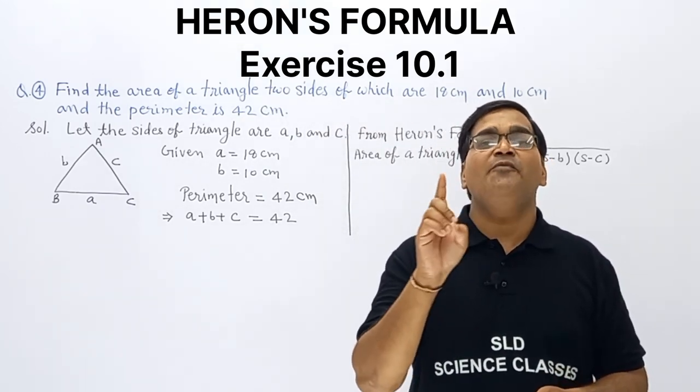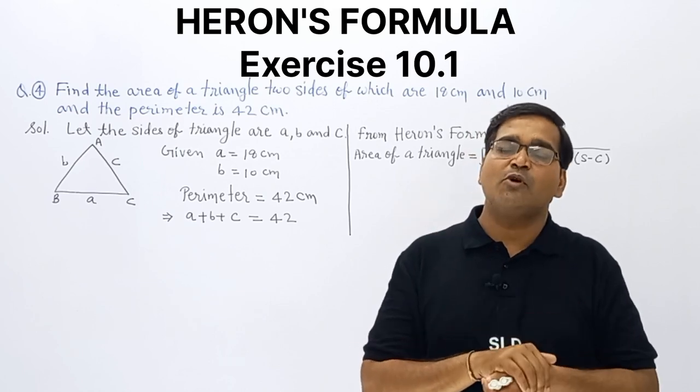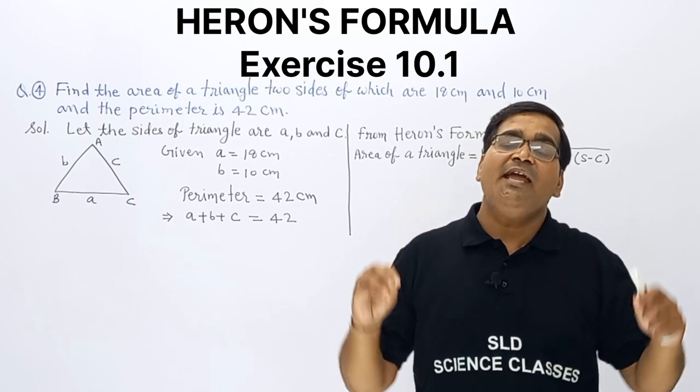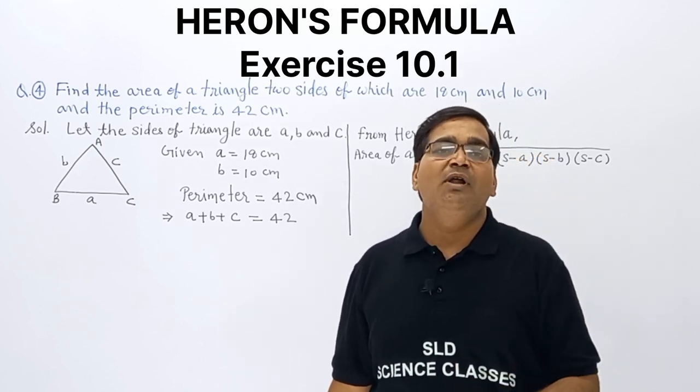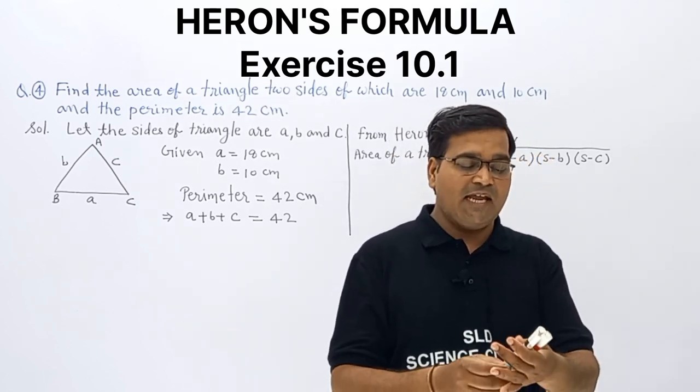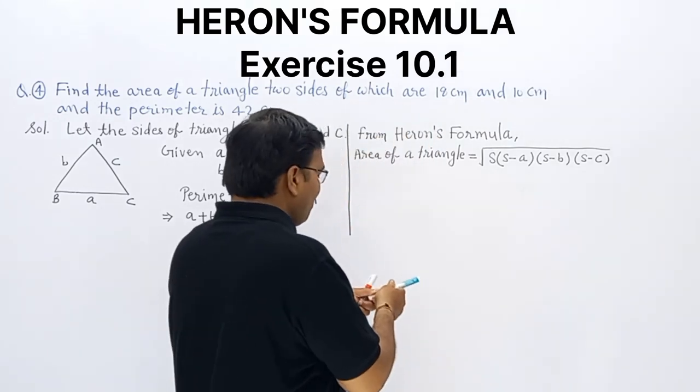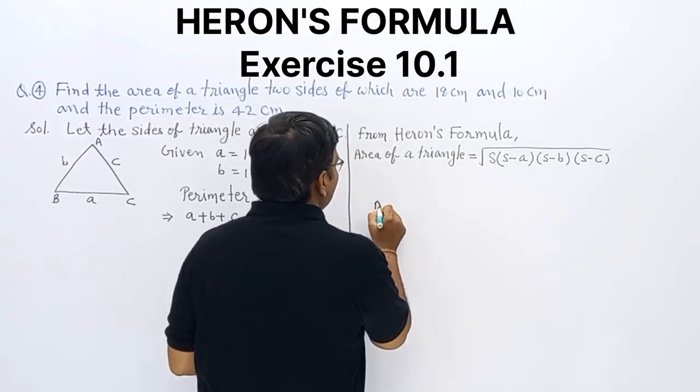But what do we want? To find the area of a triangle. In Heron's formula, what are we doing? We want the area of a triangle. But we have another formula also to find the area of a triangle. We studied the area of a triangle.